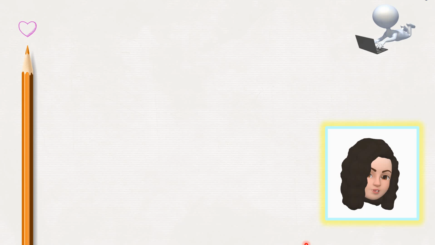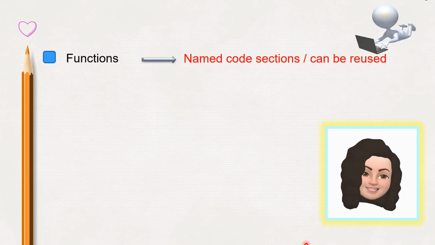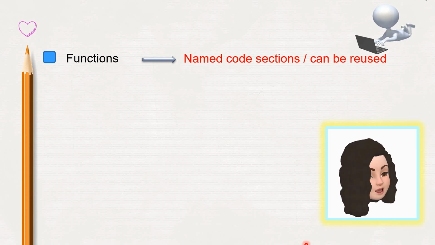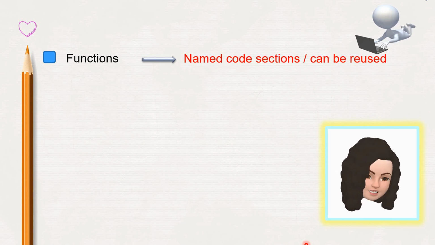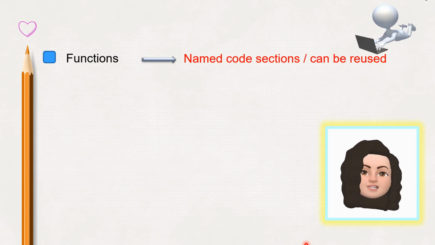So what is a function? A function is nothing but a named code section. It is a set of statements, and a name is given to that set of statements. Whenever you want to use it, you can call the function. That means these statements can be used again and again, any number of times. It is not necessary to write the statements again and again. You can reuse the code written inside a function. That is the use of a function. So it is a named code section that can be reused.